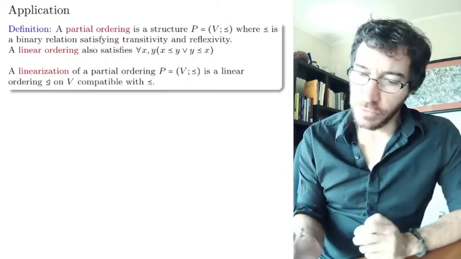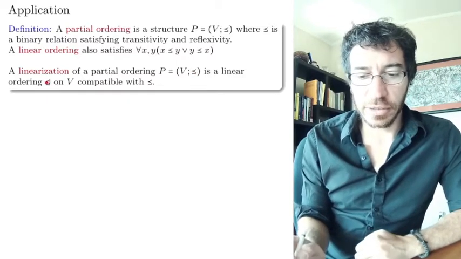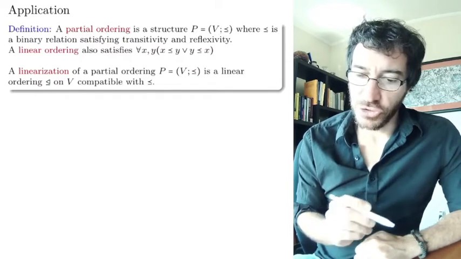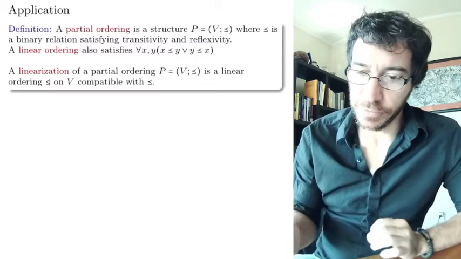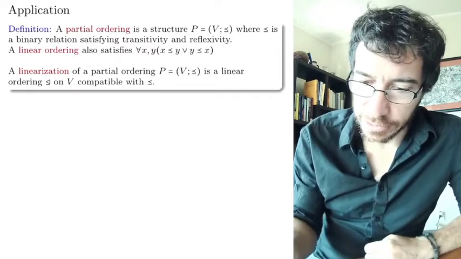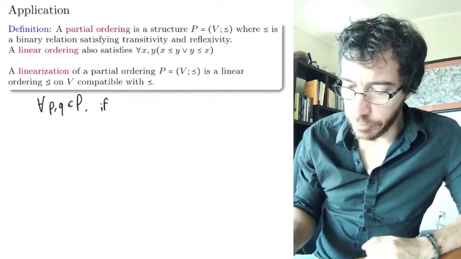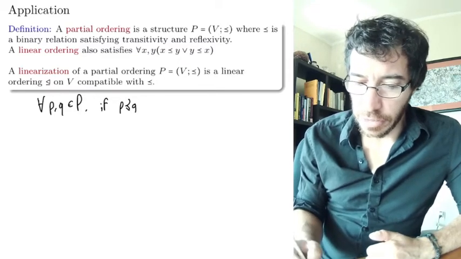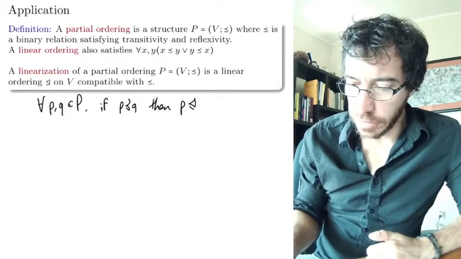So formally, what we're doing is considering another ordering, triangle leg, which is compatible with this one, and so that it's linear, okay, on the same domain. By compatible, formally what we mean is that for every two elements P and Q in P, if P is less than or equal to Q in the partial ordering P, then P is triangle leg less than or equal to Q.